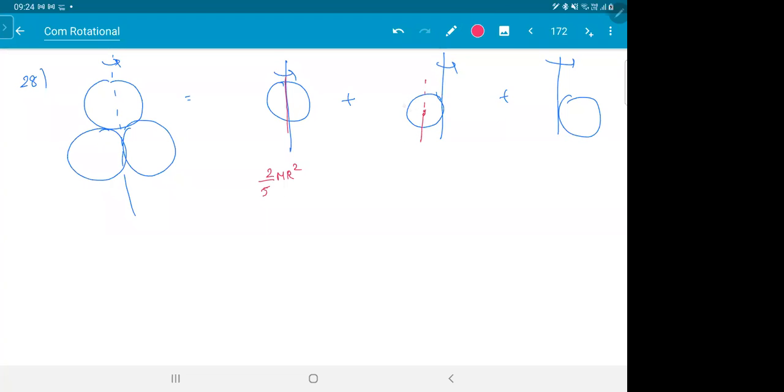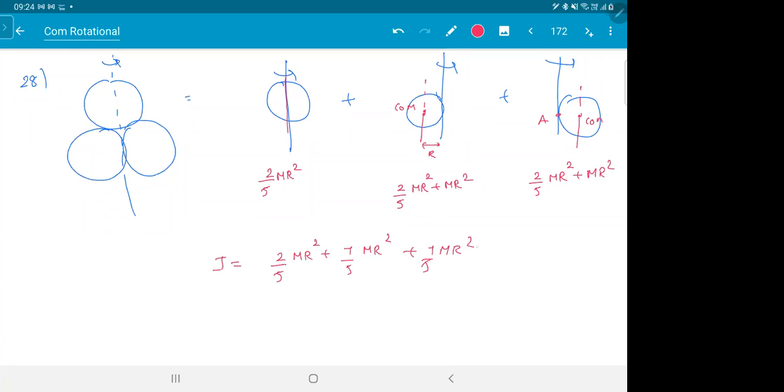So this was the center of mass. This was how much? This was r, no? 2 by 5 mr square plus the parallel axis theorem. This also, this was the center of mass. You want about this point A. So 2 by 5 mr square plus mr square. So the moment of inertia would be 2 by 5 mr square, 7 by 5 mr square, 7 by 5 mr square. That would be 16 by 5 mr square.